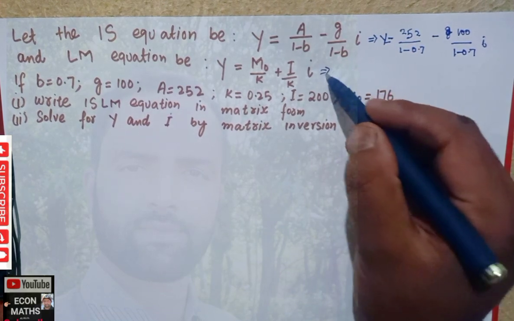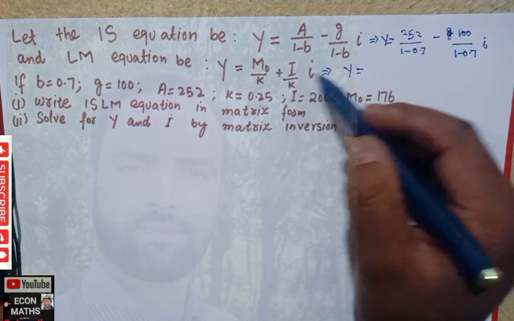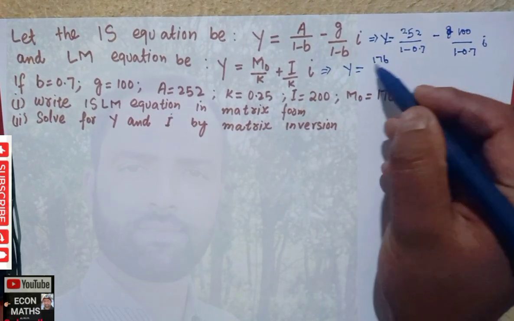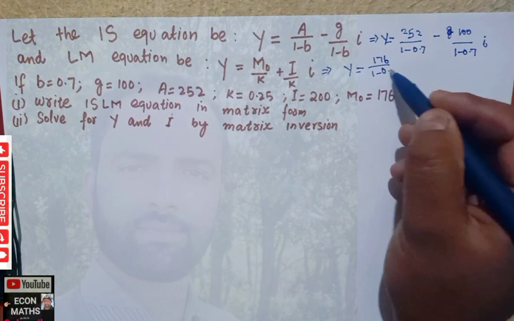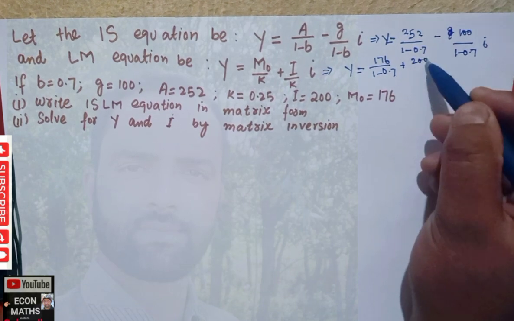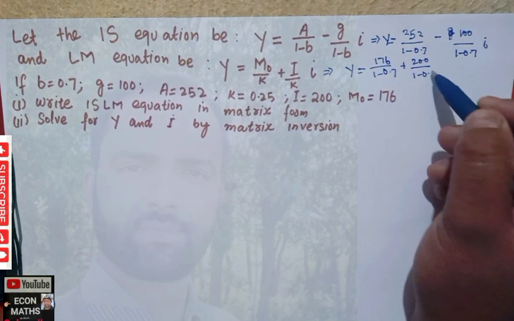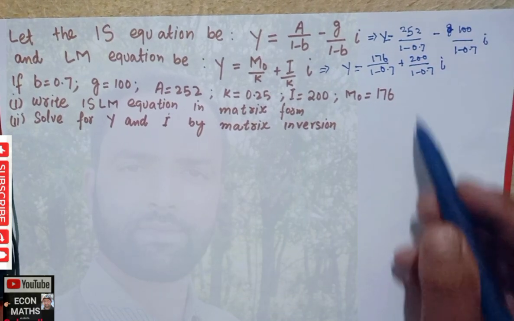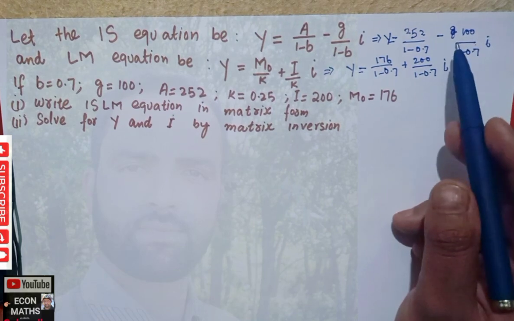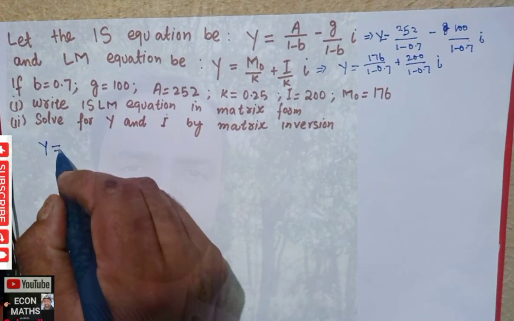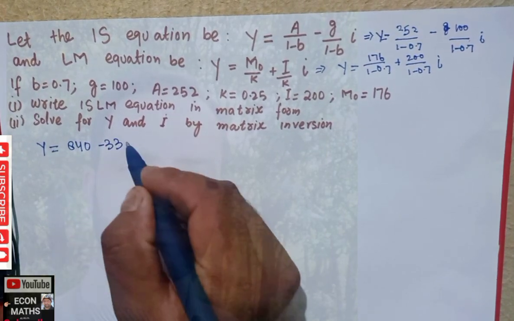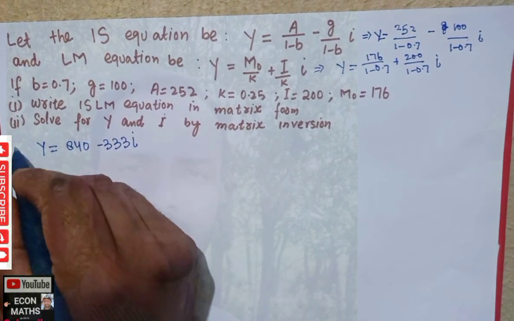Similarly, we will write here y is equal to, and put the values of m naught and k. Our m naught is 176 divided by 1 minus 0.7 plus we have I is equal to 200 divided by 1 minus 0.7 times i. When solving these two equations, I have already calculated these values, so it comes out to be y is equal to 840 minus 333i. This is our IS equation.